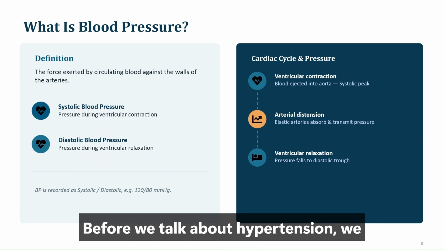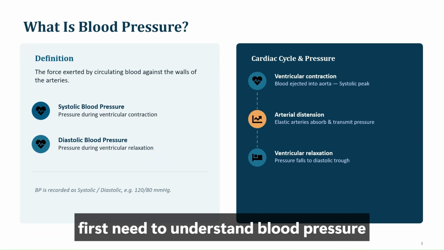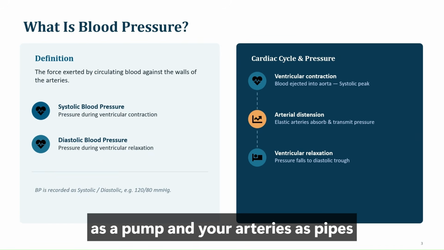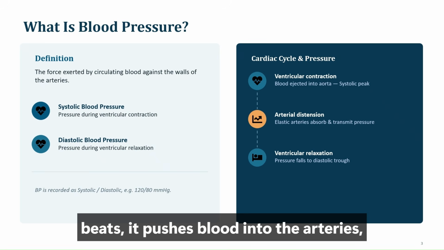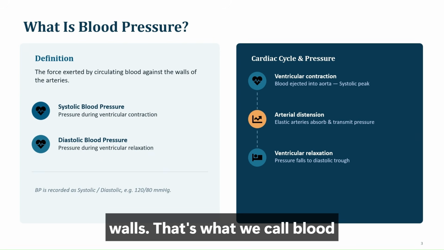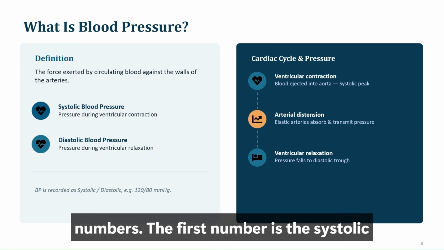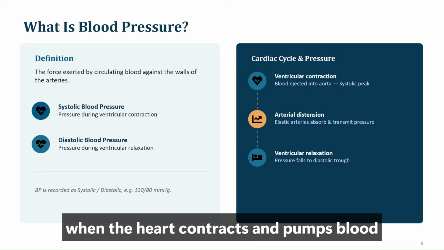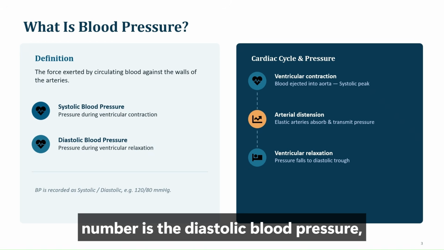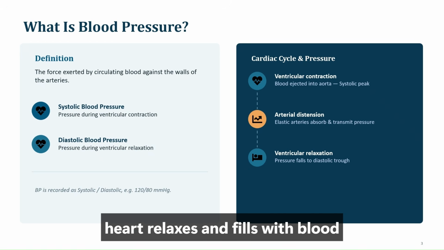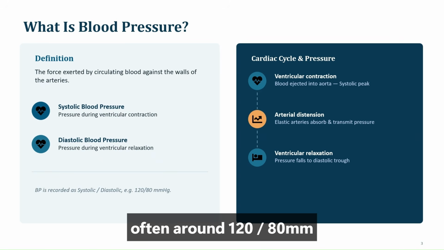Before we talk about hypertension, we first need to understand blood pressure itself. Think of your heart as a pump and your arteries as pipes carrying blood to every part of your body. Every time the heart beats, it pushes blood into the arteries, creating pressure against the artery walls. That's what we call blood pressure. We measure it using two numbers. The first number is the systolic blood pressure, which is the pressure when the heart contracts and pumps blood out. The second number is the diastolic blood pressure, which is the pressure when the heart relaxes and fills with blood again. A normal blood pressure is often around 120 over 80 millimeters of mercury.